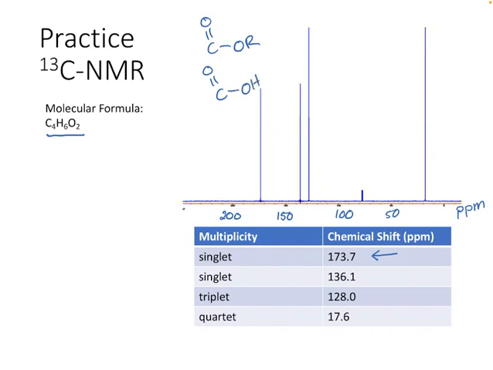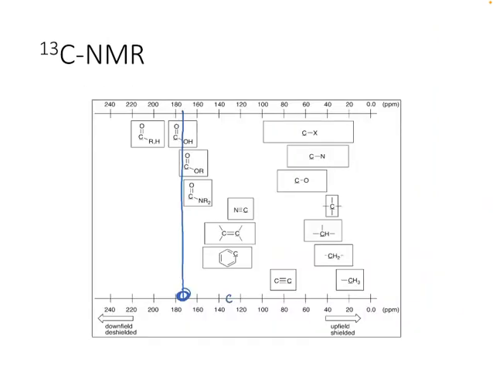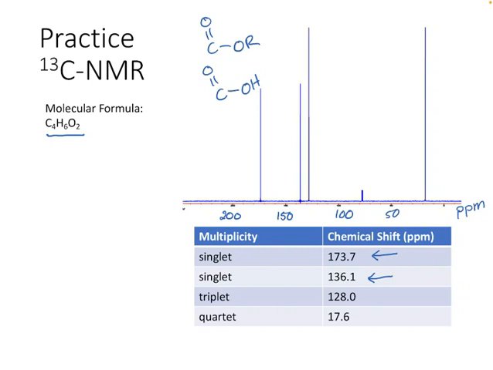Okay, we have a peak at 136. So let's see, 136, so maybe that's a benzene ring or a double bond between 2 carbons. I know it's not this nitrile group or an amide because we don't have any nitrogens in our molecular formula, so we can rule those out. Okay, so we have maybe a benzene ring, maybe just a double bond between 2 carbons.